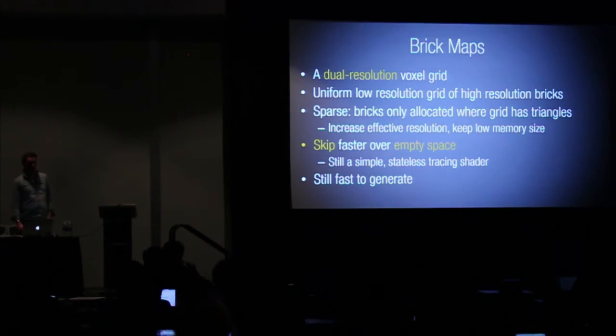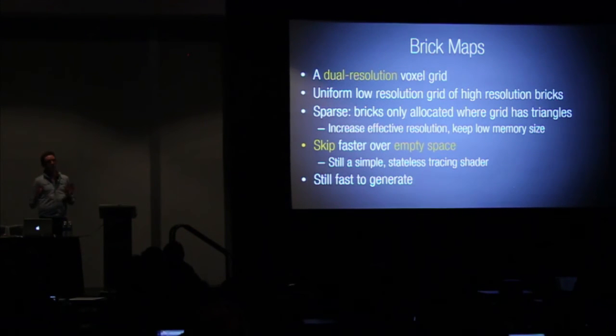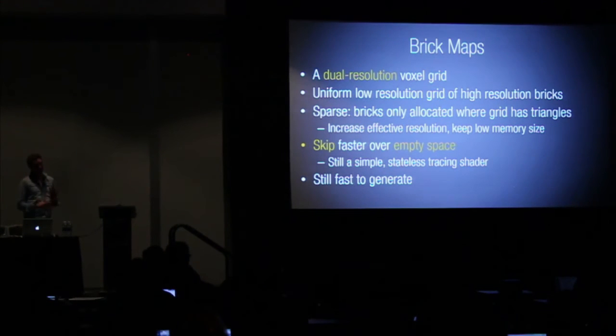So a refinement of the voxel grid is a brick map. A brick map is basically a two-level voxel grid. There's a low-resolution uniform grid, and each cell, if it contains anything, contains a pointer to a high-resolution mini cell, a brick. So it's sparse. Bricks are only allocated where geometry occurs. It means that you can get a much higher effective resolution because you only need to store the areas of the grid that are actually used. And when you're tracing them, you can skip over empty space. But it's still very fast to generate. You can still effectively rasterize your geometry into them.